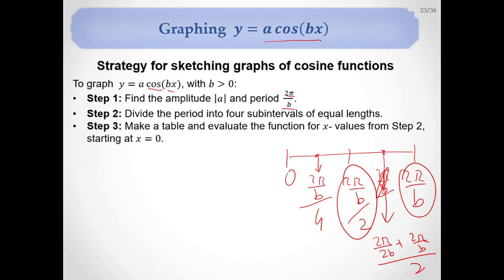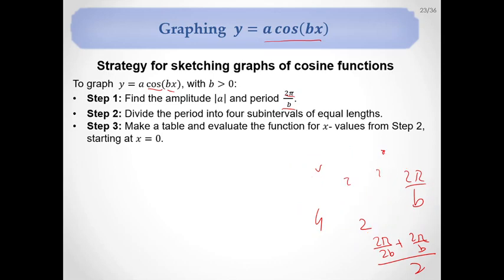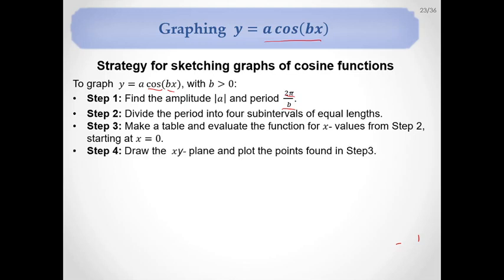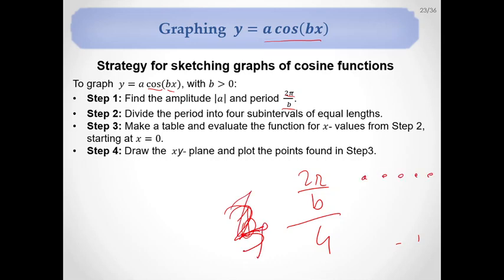Most of the time, if b is a good number, this shouldn't be a problem, finding these points. But if you get confused, we provide you a method here. You can take this 2 pi over b divided by 2, so it will be pi over b. And no, sorry, you have to divide by 4 and then multiply it with 0 and 1 and 2 and 3 and 4. You will get all these points by doing this, starting from 0 and ending with 2 pi over b.